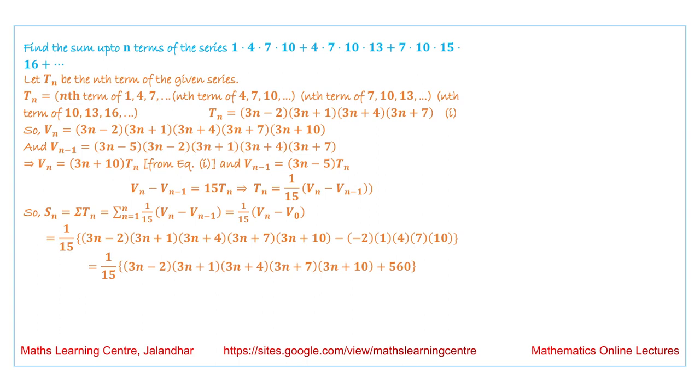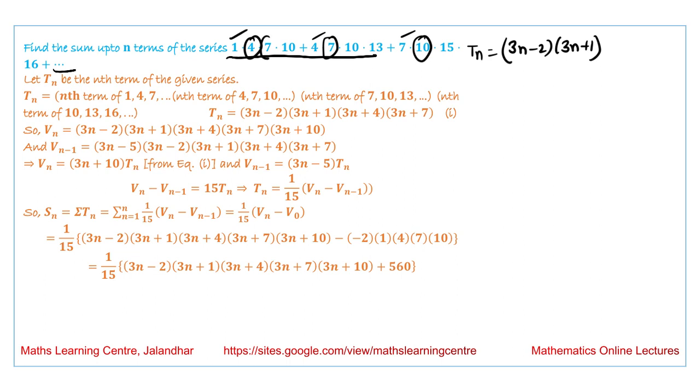Next we have: find the sum up to n terms of this series. If we look at these terms, we write the nth term as Tn. The first series is 1, 4, 7 and so on, so its nth term will be equal to 3n minus 2. Then the nth term of the series 4, 7, 10 and so on will be 3n plus 1.